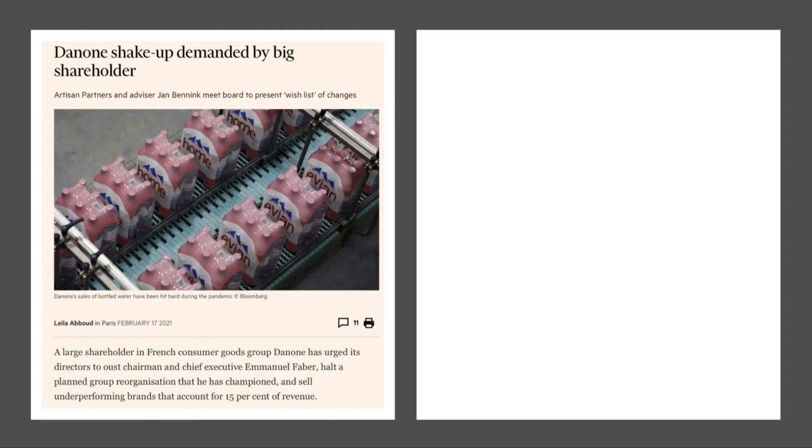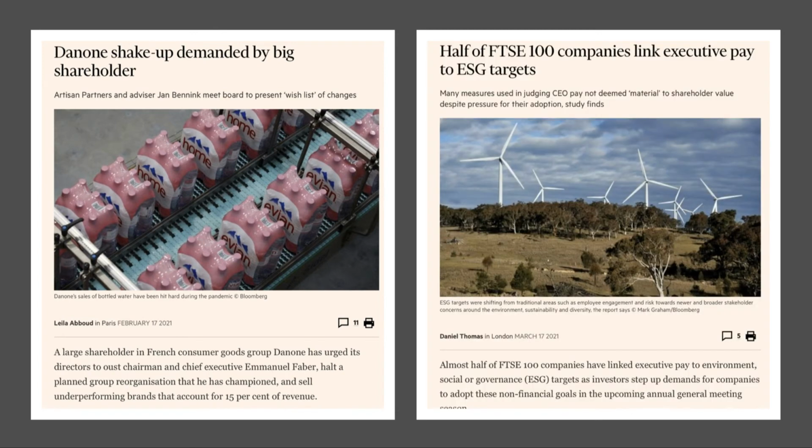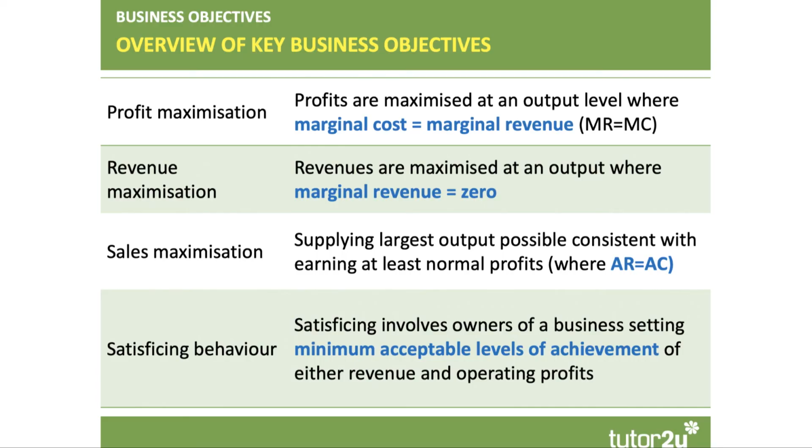It's worth noting also, I think, the role of activist shareholders in trying to lobby for changes to corporate boards and objectives. So here we have Danone, one of the world's biggest food makers. You probably know it from their yogurts and things, and bottled water. I think they've got the Evian brand. They're being pursued and pushed by some activist shareholders who think they should be changing their objectives. And an article from the FT in March 2021: half of all FTSE 100 companies now link executive pay in some shape or form to ESG targets, environment, sustainability and other targets.